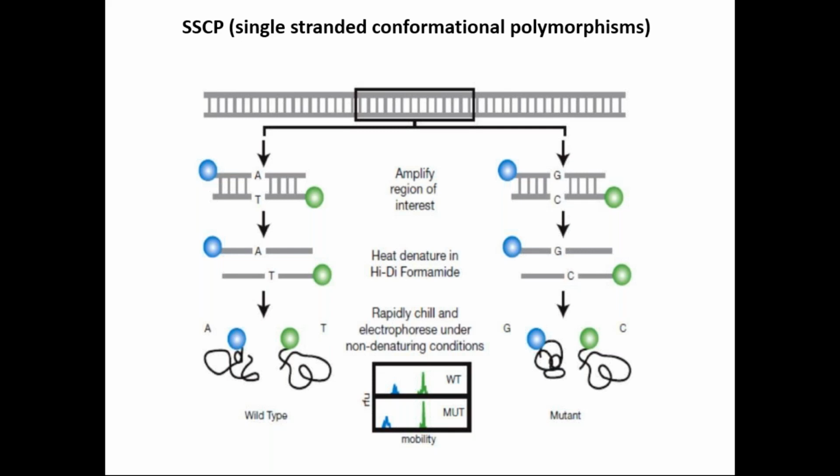So initially we fail to identify the variation in terms of the molecular weight, but in terms of the sequence, when we perform the single stranded conformational polymorphism, we successfully identify the variation between these two products.